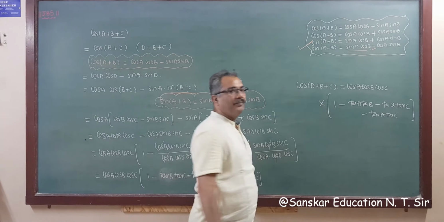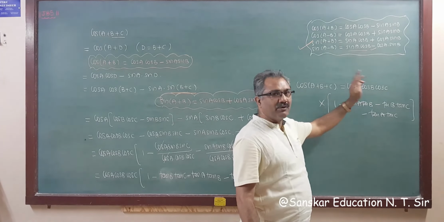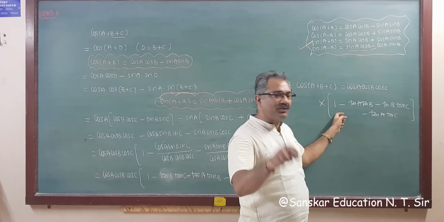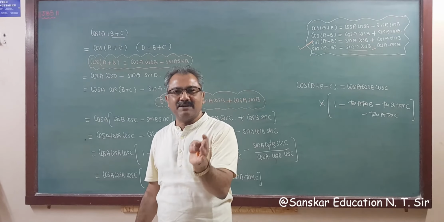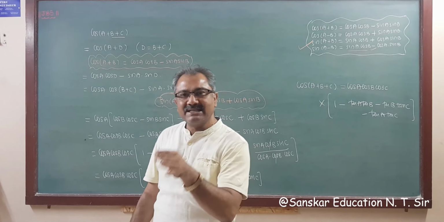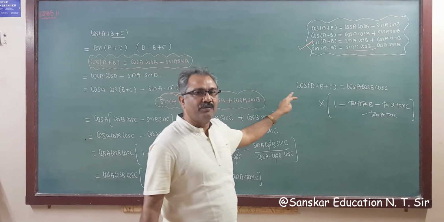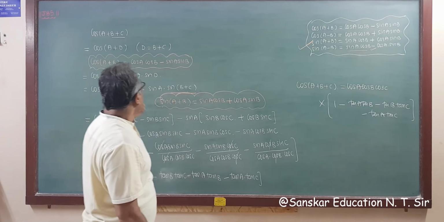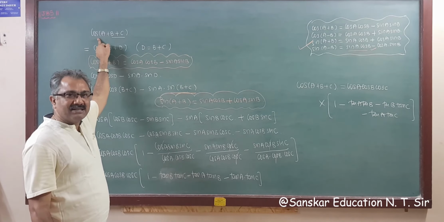This is the formula for cos(A+B+C), that is cos A cos B cos C into bracket 1 minus, you have to take pair of 2: AB, then BC, and then AC. So 1 minus tan A tan B minus tan B tan C minus tan C tan A. So add this formula in your list also. Okay. Now similarly you can find out formula for sin(A+B+C). Okay.